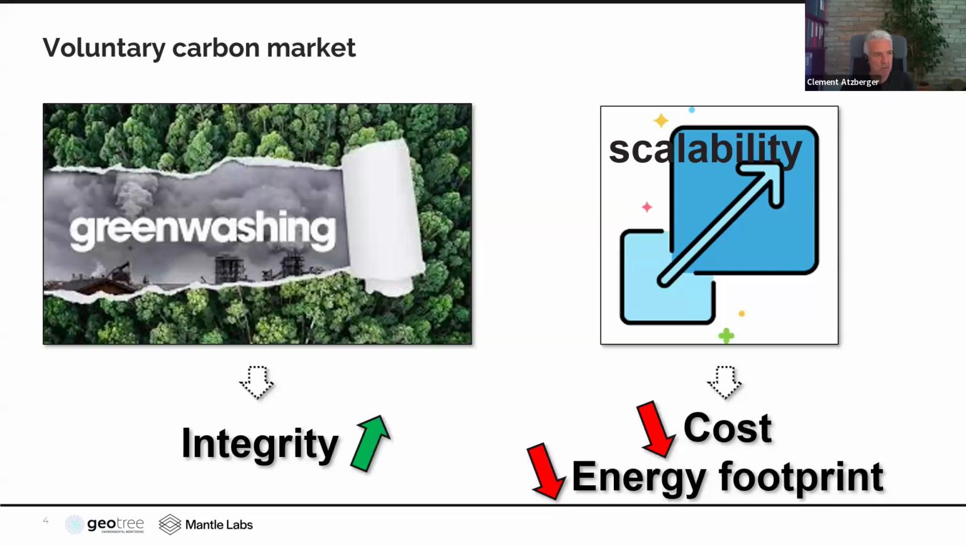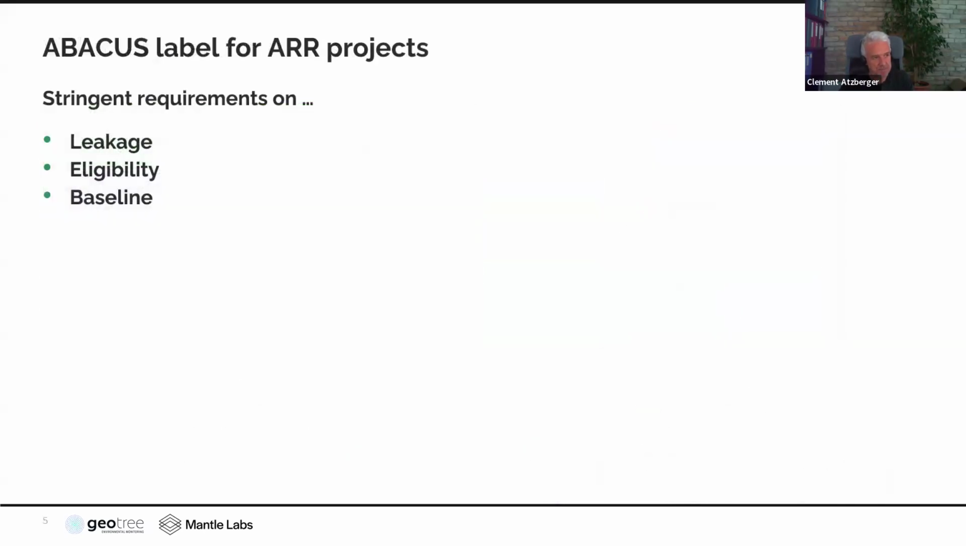I think the solution to this is having a higher integrity of the projects, while at the same time bringing cost down, but also energy footprint. Perhaps in the discussion one of your questions might be, why don't you use another model? Usually they tend to have millions or billions of parameters. Our self-supervised learning pipeline is very parameter scarce, if I might say so. We have only 41,000 parameters. So in terms of energy footprint, I think that also helps.